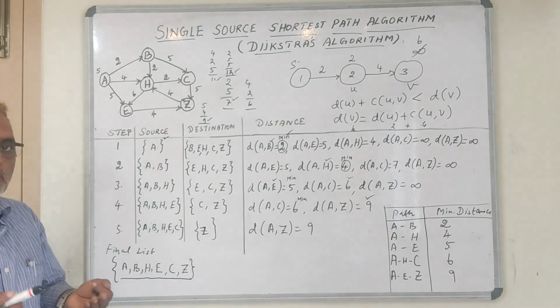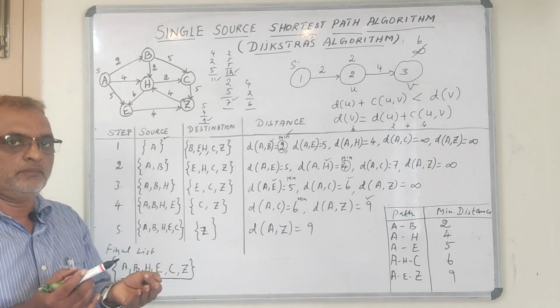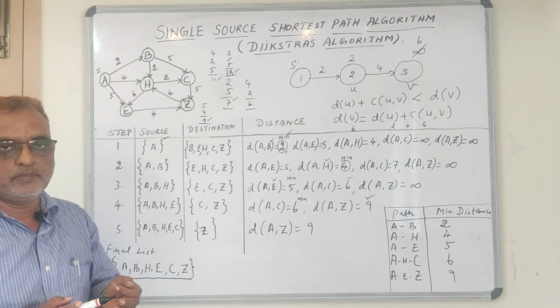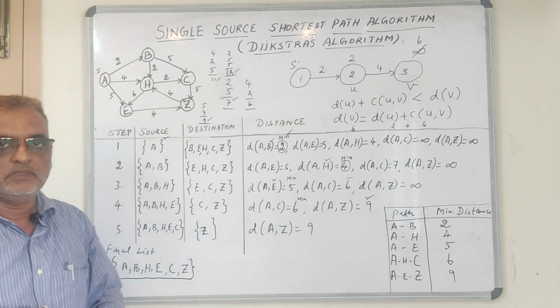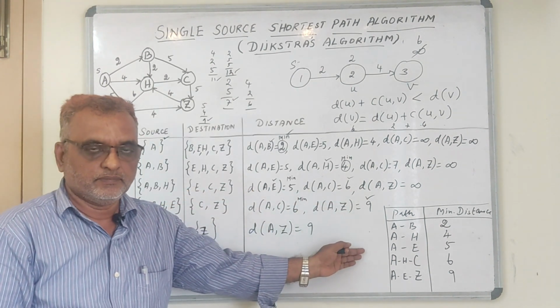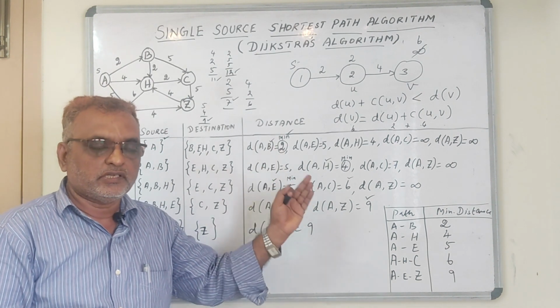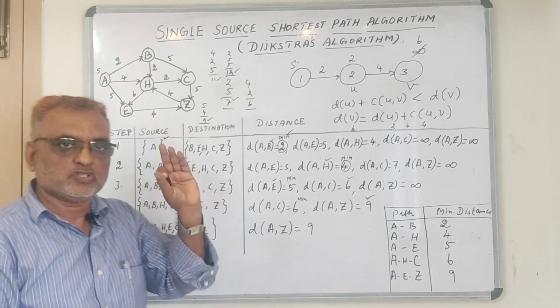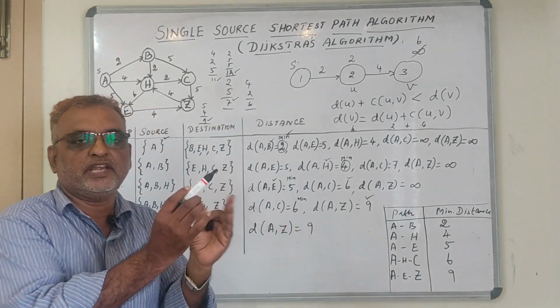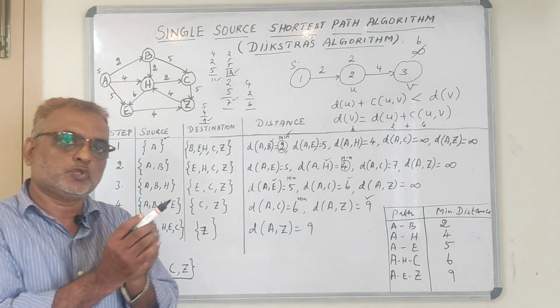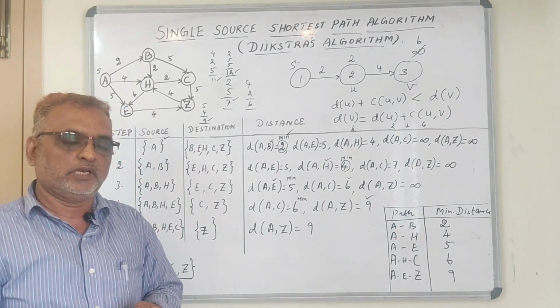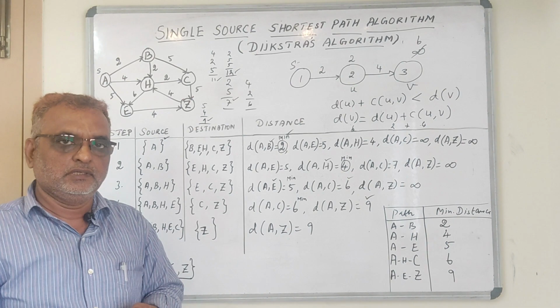So in this algorithm, we solve a given problem and find the result, that is the shortest path from a single source. A is the source, and from A we are finding the distance to all other nodes. I hope you understand the concept. Thank you.